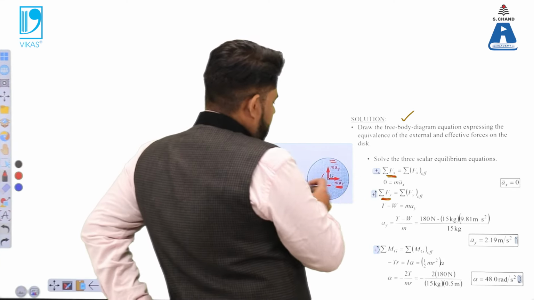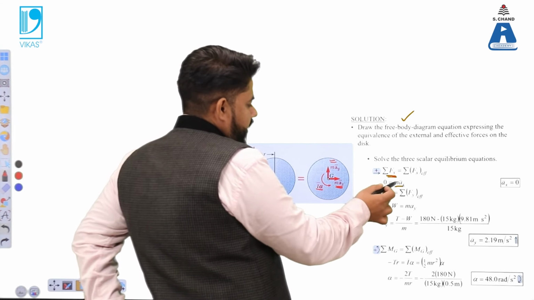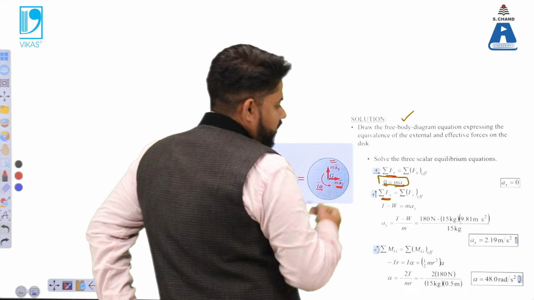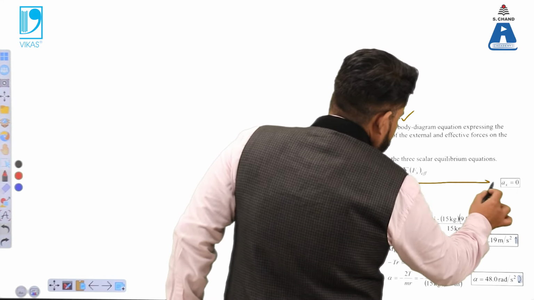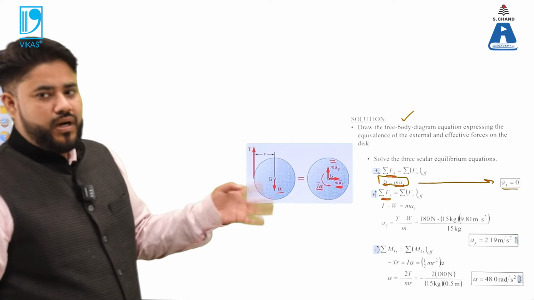So here we have only one force, which is m a_x, and that is equal to 0. On solving we can say that the acceleration in the x direction is equal to 0, because mass cannot be 0.